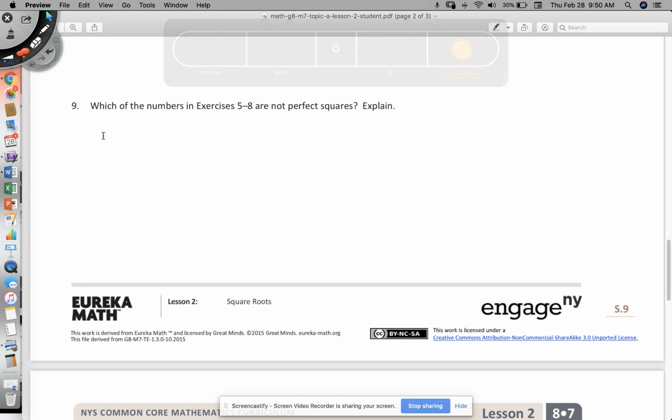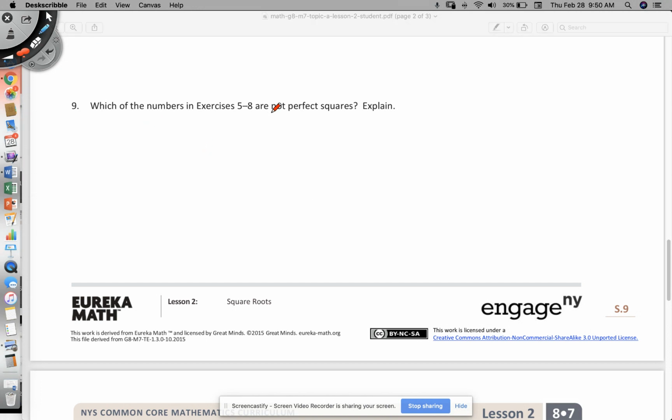Number 9 says, which of these numbers in the following exercises were not perfect squares? So which ones did you have to find betweens and estimate? And explain why they were not perfect squares. All right, so this obviously will be one that I grade as well.